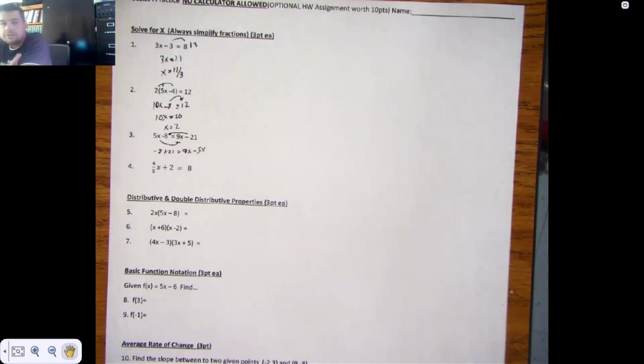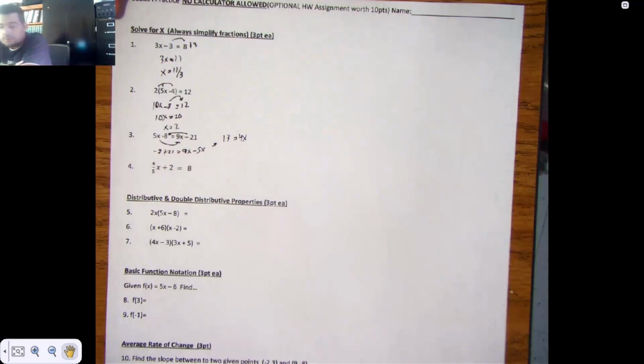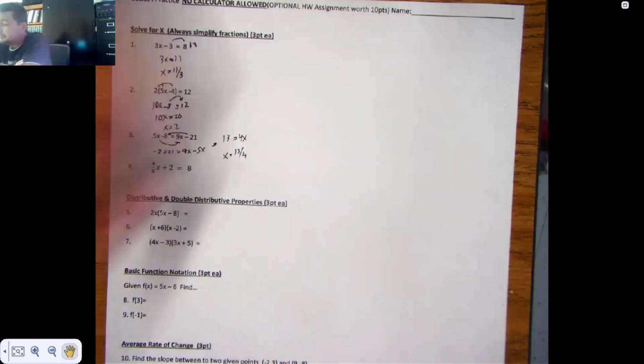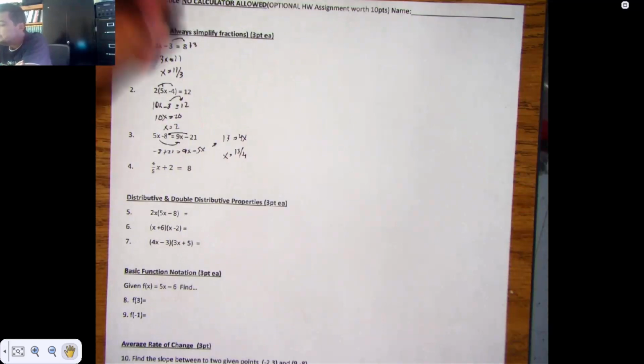Moving on to 3. I am going to put my x's over here and my numbers over here. All right, so negative 8 was on the left. Negative 21 changes sign. 9x was on the right. Negative 5x moves to the right, changes sign, and then combine like terms. Negative 8 and 21 makes what, 13? So next line is 13 equal to 4x because 9 minus 5 is 4. Divide out that 4, and x is 13 over 4. Some kids will write 4 over 13. If you're dividing by 4, it's always in the denominator.